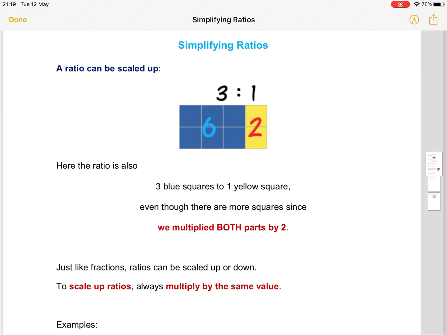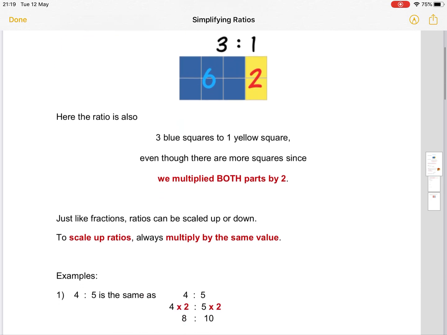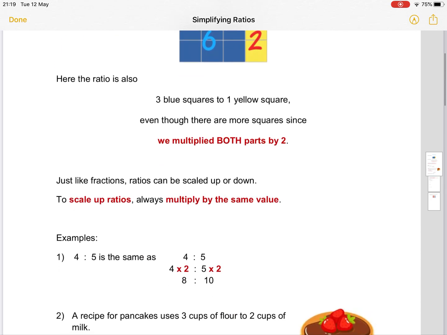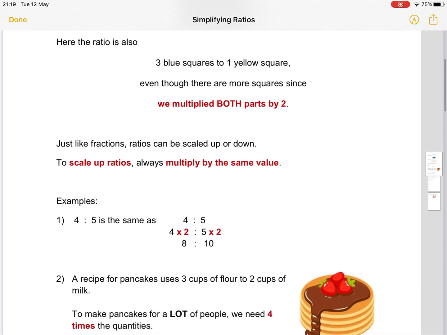And to scale up a ratio, we multiply both parts by the same value, do not forget. So in the example 4:5, if I multiply both parts by 2, for example, the ratio becomes 8:10. So 4:5 and 8:10 are equivalent ratios.